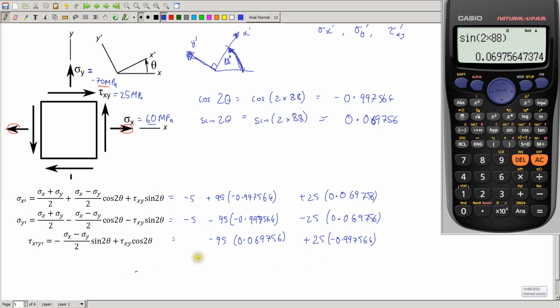Right, well, let's work out those numbers. The first one will be minus 5. And I'm going to save this on my calculator. 95 times by minus 0.997564 plus 25 times by 0.069756 equals minus 98. Looks like I've done something wrong.